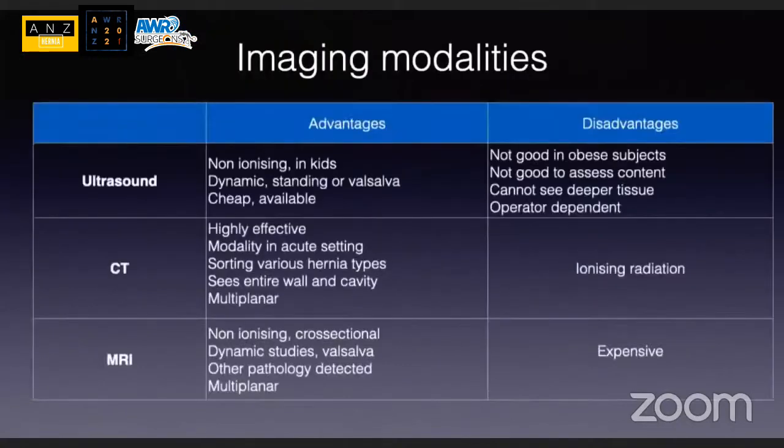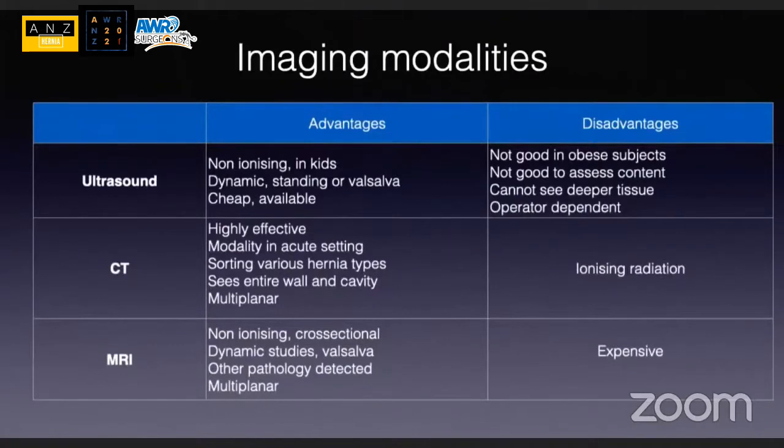The imaging modalities that we can use are ultrasound, CT and MR, and the advantages and disadvantages are listed here. Ultrasound, of course, is non-ionizing, it is dynamic, it is cheap, it is available. But on the other hand, it is not so good in obese people. It is not so good to assess what content the hernia has. It cannot see through deeper tissue, and it is operator dependent.